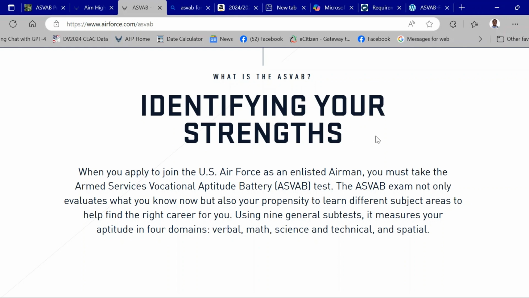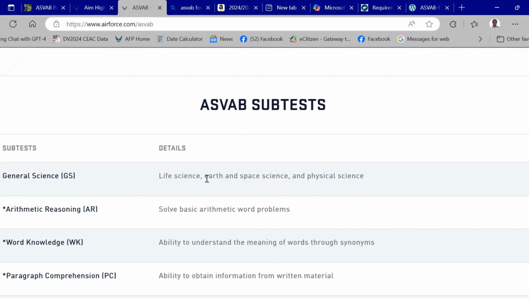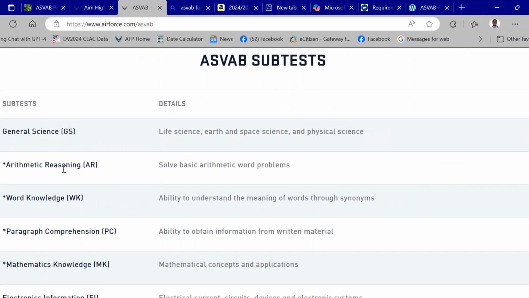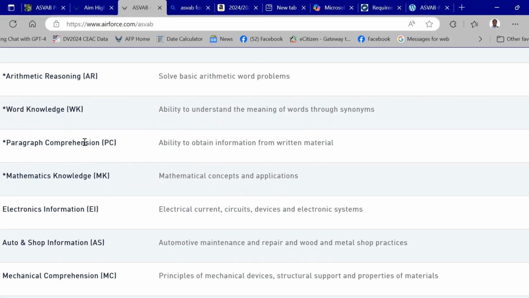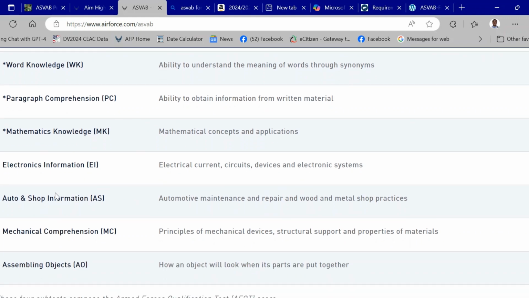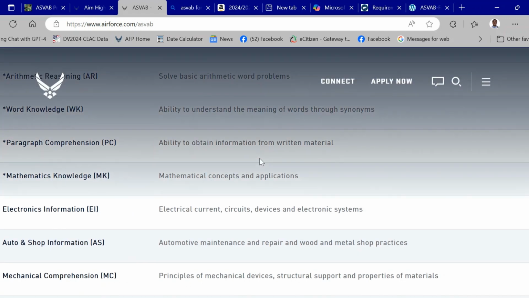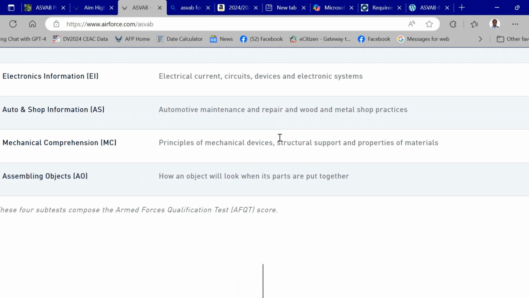The ASVAB has about 9 general subtests, which measure your aptitude in 4 domains: verbal, math, science and technical, and spatial. All of these will be tested: general science, arithmetic, word knowledge, paragraph comprehension, mathematics knowledge, electronics, auto and shop, mechanical comprehension, and the last one is assembling objects. This is the structure of the ASVAB. So the first step is to understand the structure, so that whenever you are Googling or searching for questions, you know what you are searching for.